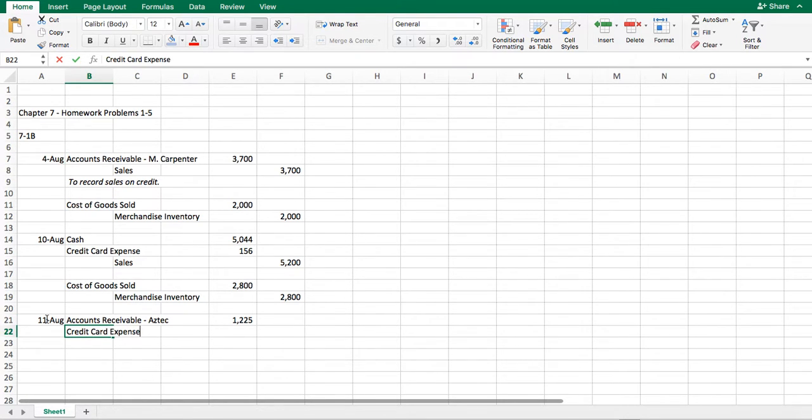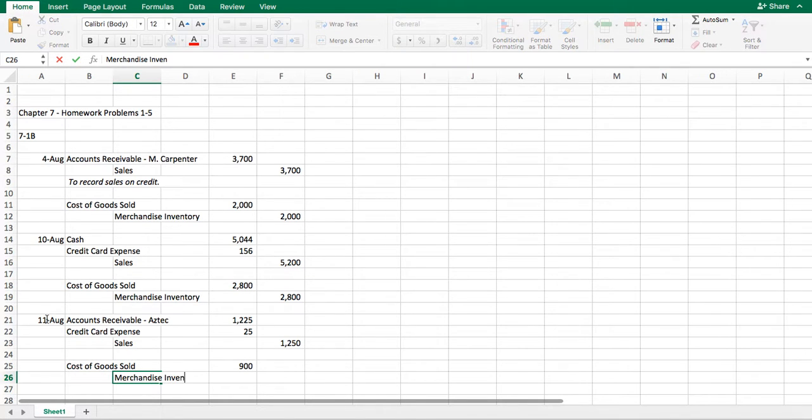We still have the credit card expense, which is $25 or 2%, and then sales $1,250. And then don't forget, when you sell merchandise, cost of goods sold, and merchandise inventory decreases. It comes out of our inventory, $900.